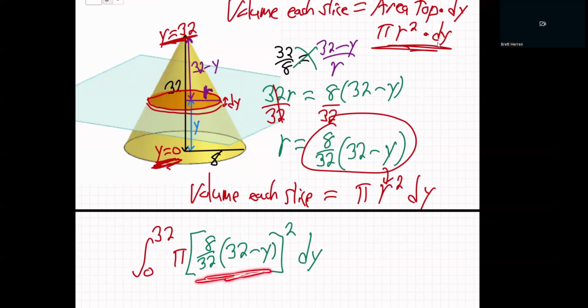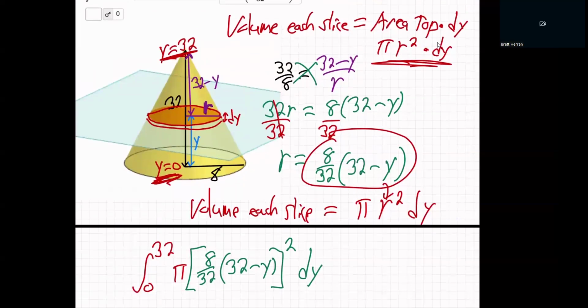Because this is r squared, right? Because each of those is a circle. Pi r squared times thickness dy, and we found the formula. And there we go.